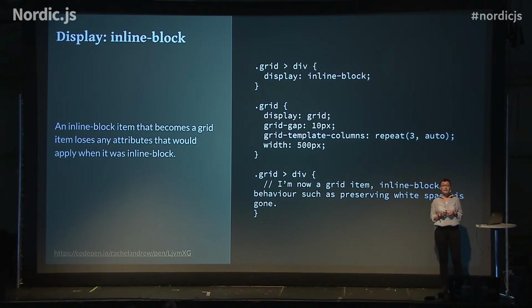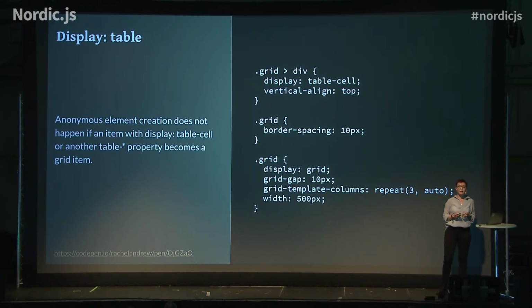You might use inline block to get two things to sit next to each other in a layout. And again, if you said display inline block on a child item, and then you make its parent into a grid container, all the inline blockiness of it just goes away. So that means things like the fact that it respects white space and so on, that will just go away. You can carry on doing your grid thing.